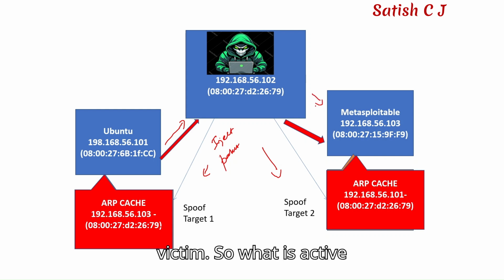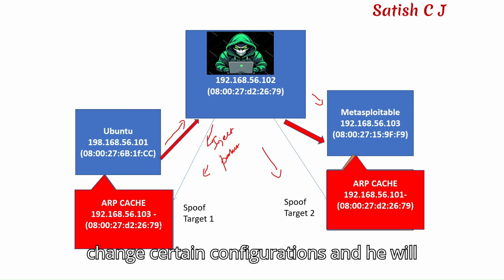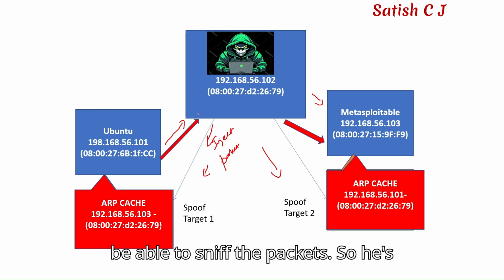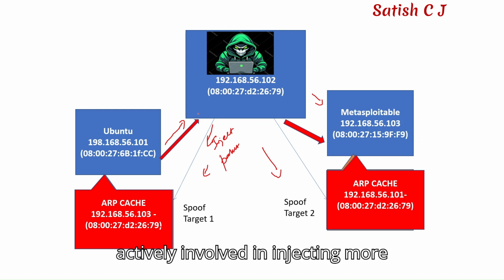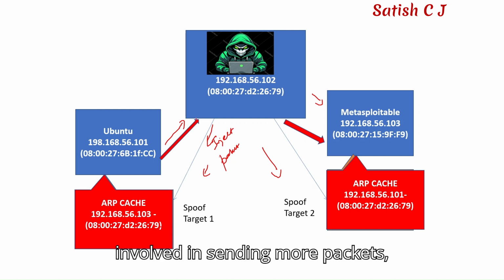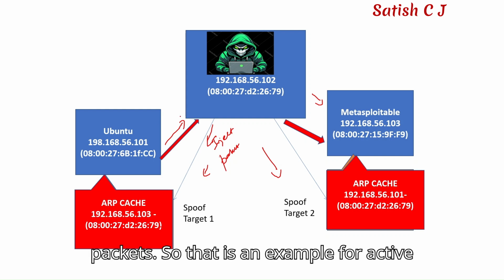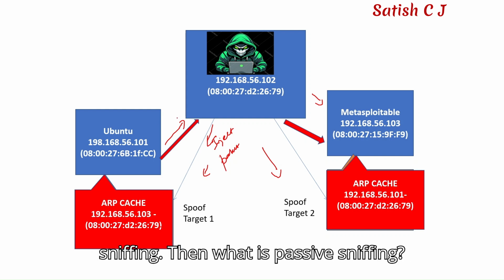So active sniffing is a process wherein the hacker will inject more packets in the network and thereby change certain configurations, and he'll be able to sniff the packets. So he's involved in sending more packets, changing configurations, and sniffing packets. That is an example for active sniffing.